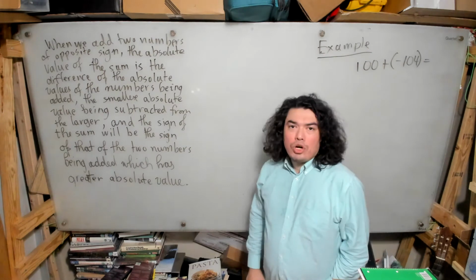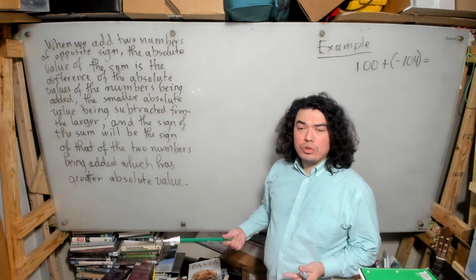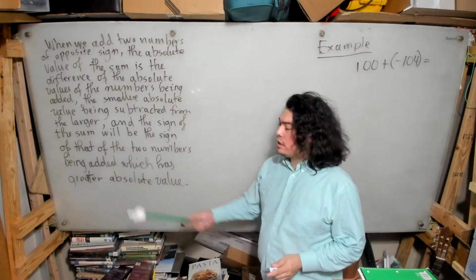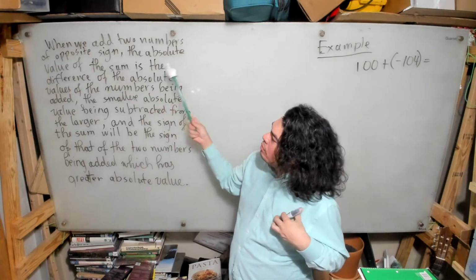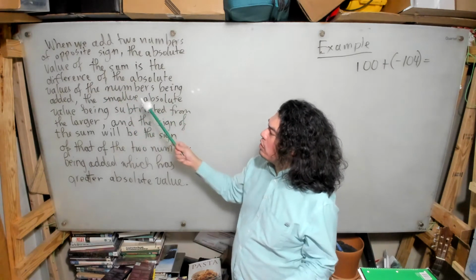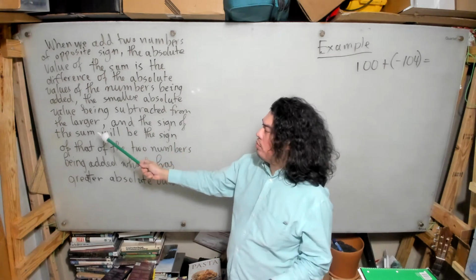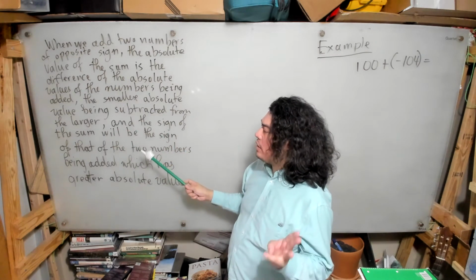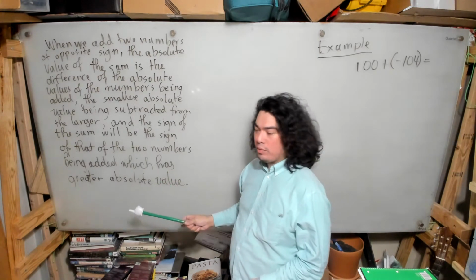So now we're going to look at the restatement of our rule for adding two numbers with opposite sign. Let's look at that together. When we add two numbers of opposite sign, the absolute value of the sum is the difference of the absolute values of the numbers being added, the smaller absolute value being subtracted from the larger. And the sign of the sum will be the sign of that of the two numbers being added which has greater absolute value. Okay?